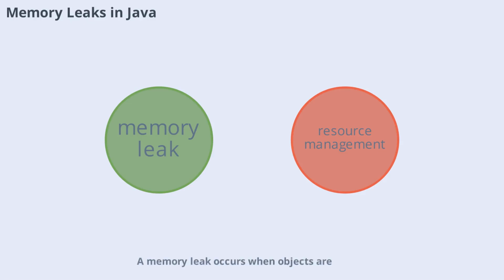A memory leak occurs when objects are no longer needed but still have active references, preventing the garbage collector from reclaiming memory. This often results from unclosed resources or retaining references longer than necessary. Memory leaks can degrade performance or even cause application failure, making proper resource management essential for robust Java programs.